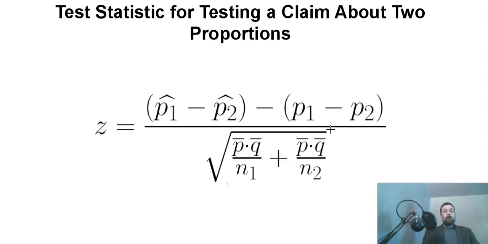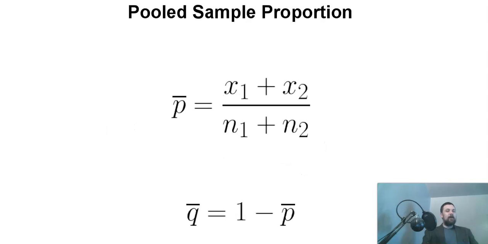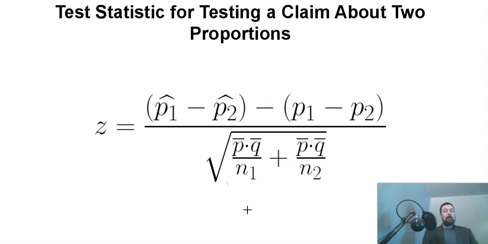Divided by the square root of, this is a new thing, it's called p bar times q bar. Now, q bar is just going to be 1 minus p bar, just like q hat is 1 minus p hat. Anytime you see a q, it's always 1 minus p.